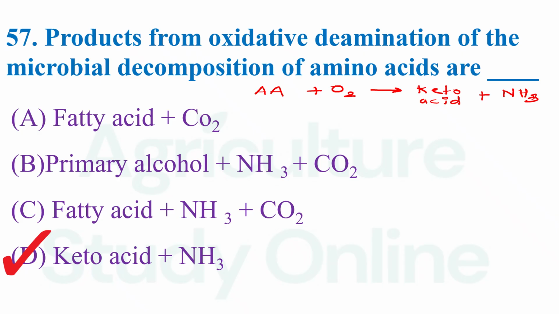Whereas fatty acid and carbon dioxide, these are not related with amino acid deamination. Now primary alcohol, ammonia and carbon dioxide, this is also incorrect. Fatty acid, ammonia, carbon dioxide, not a product. So correct option will be D.